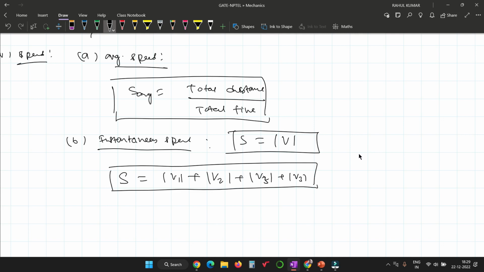Okay, because if the particle is moving in some direction, and suppose the velocity at a certain time is like this, so what will happen for the instantaneous speed? It will give the positive value of this. So that's why instantaneous speed is nothing but the modulus of the instantaneous velocity v at that certain instant of time.